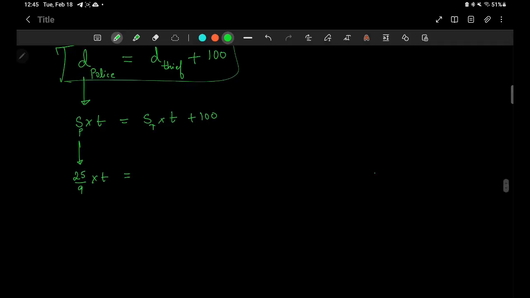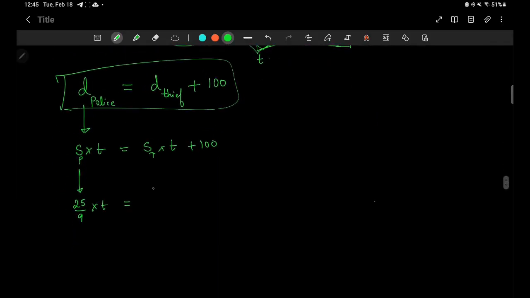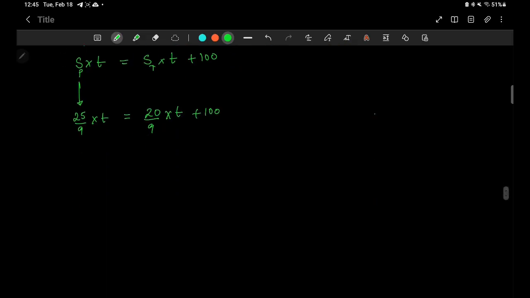Now speed of thief, speed of 8 km per hour. So again, 8 km per hour you have to convert into meter per second. You multiply 5 by 18. 2 4s are 8, 2 9s are 18. How much is this? 20 by 9 meter per second, right? So 20 by 9 meter per second into time plus 100. Now simplifying this, let me take this to the left hand side and take t common. If I take t common, I get 25 by 9 minus 20 by 9 is equal to 100.